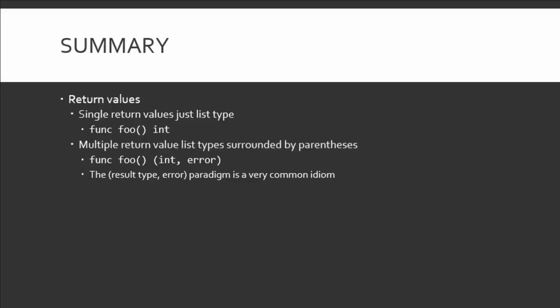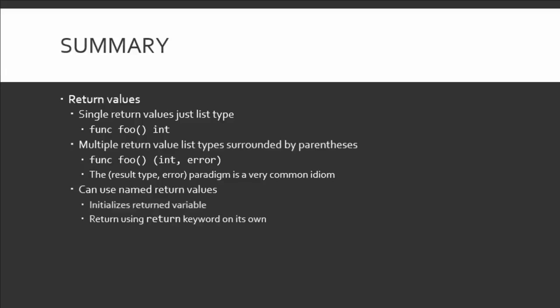It just knows it wasn't able to do what it was asked to do, and then it can delegate what that error means to the application to the calling function. You can also use named return values.